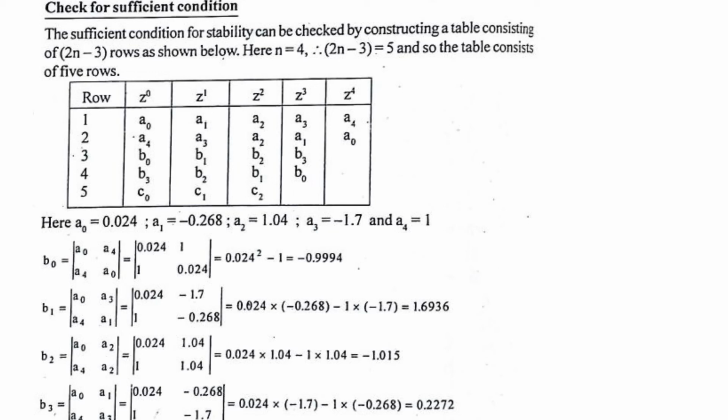Next, the third row is B naught. B naught is the determinant of A naught, A4, A4, A naught. The first and last elements you have to take out, then move forward. Then B1 is the determinant of A naught, A4, A3, A1. Similarly, find B2 as A naught, A4 and A2, A2, and B3 is A naught, A4 and A1, A3. Find out the values of B0, B1, B2, B3. You substitute all those, and that will be the third row. Just reversing it, you get your fourth row.